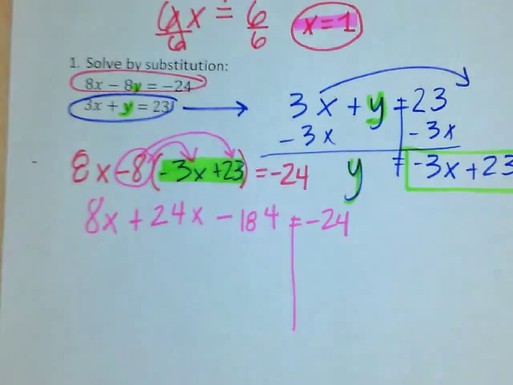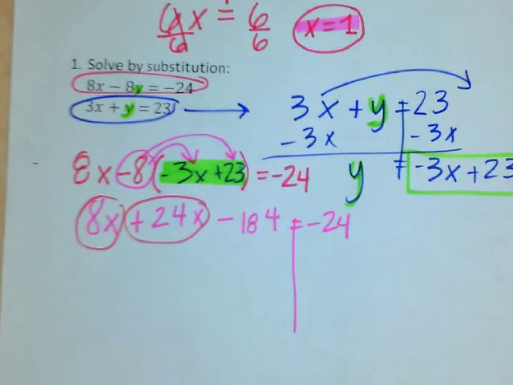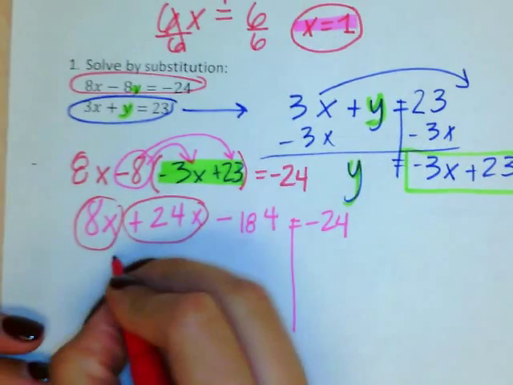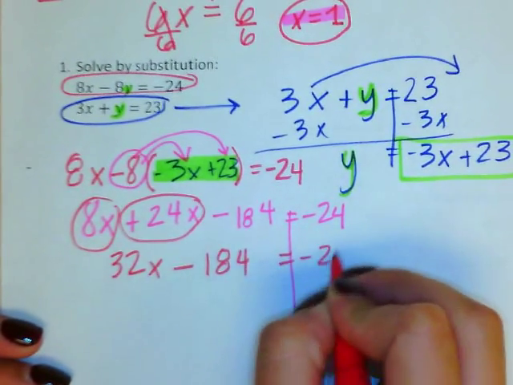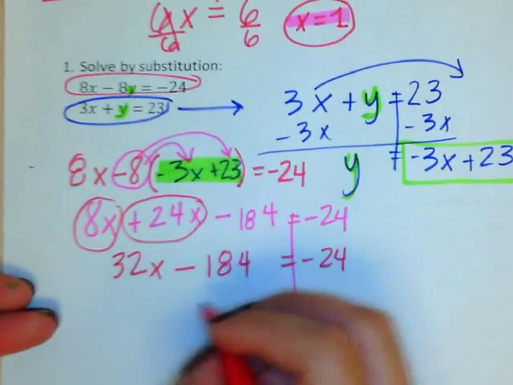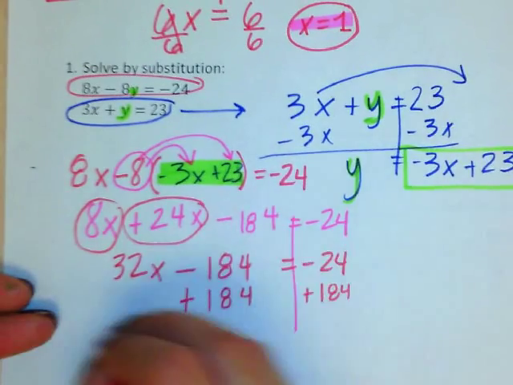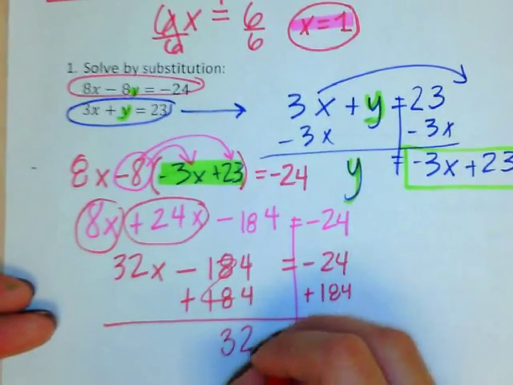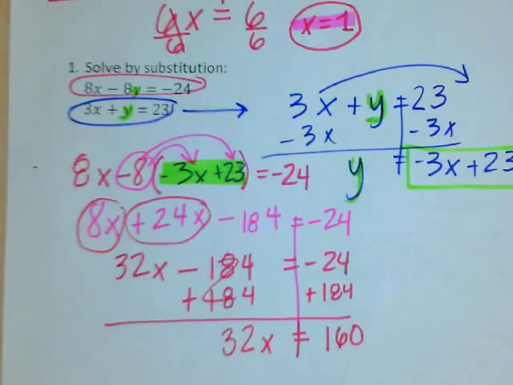Now I'm going to regroup. I have two x's that I can put together. So 24 plus 8 would give me 32. So I have 32x minus 184 gives me negative 24. Okay, so now I'm going to have to move the 184 over. I have the two-step equation. So plus 184, plus 184. So now I have 32x equals, and this gives me 160.